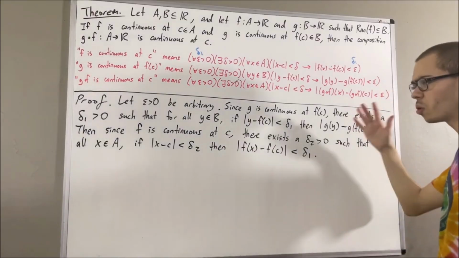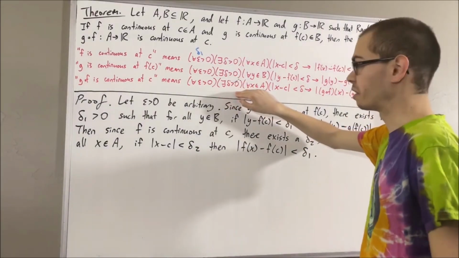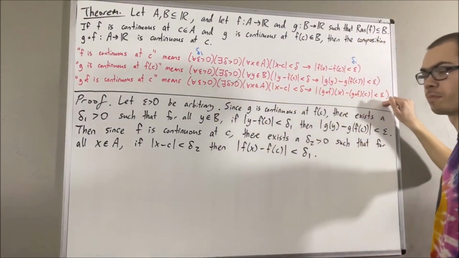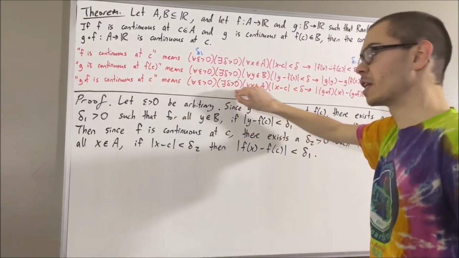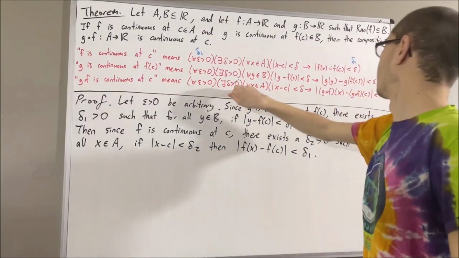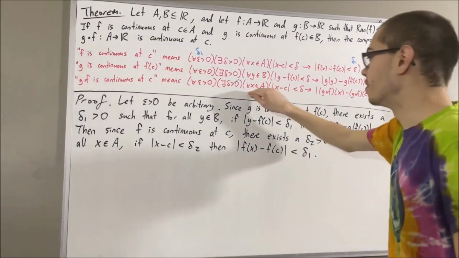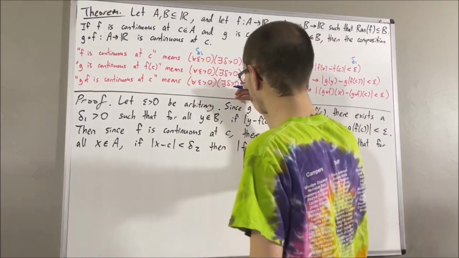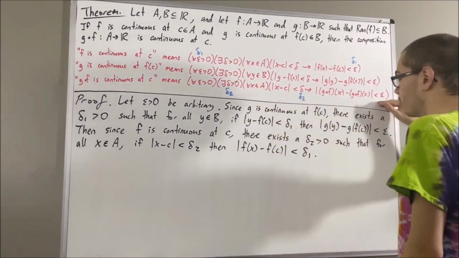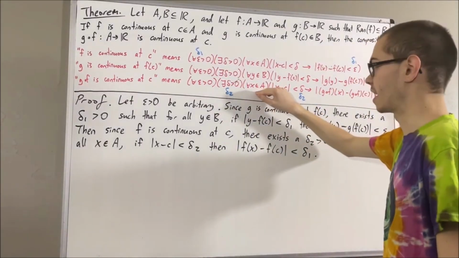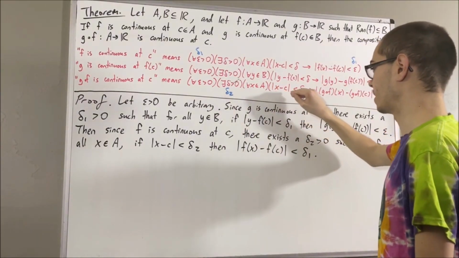Now remember, the whole goal has been to find a delta greater than 0 such that this is true, because we're trying to prove g compose f is continuous at c. The claim is if we take delta to be delta 2, then this statement will be true. So now, to prove this statement, let's give ourselves an arbitrary element x in A, and suppose the absolute value of x minus c is less than delta 2.